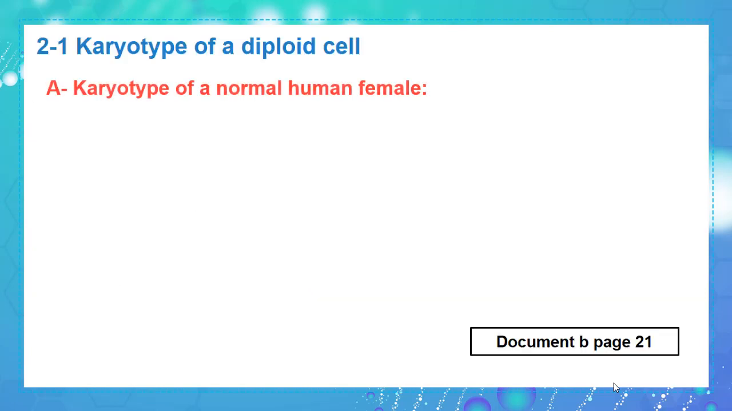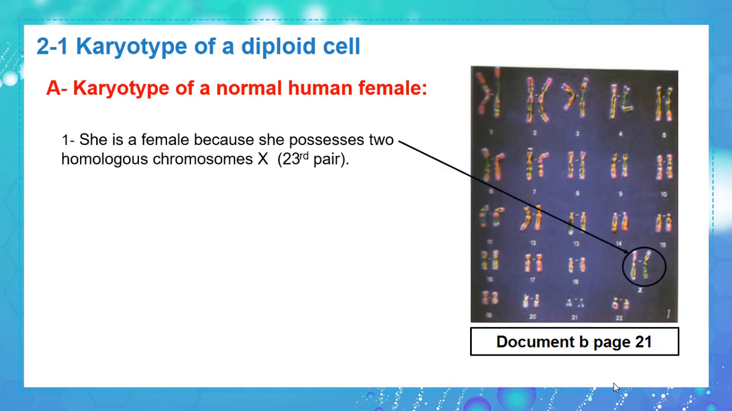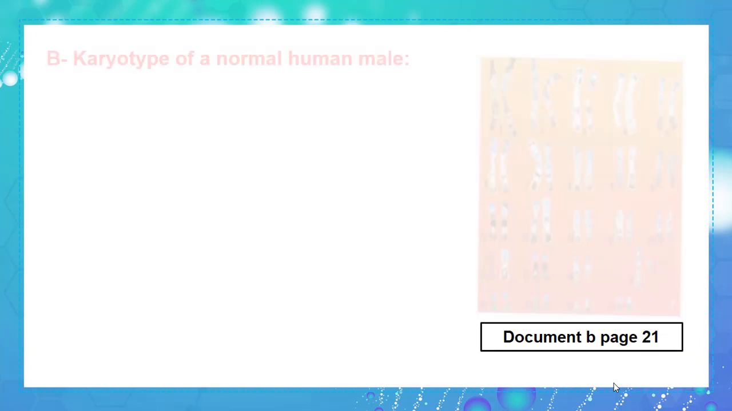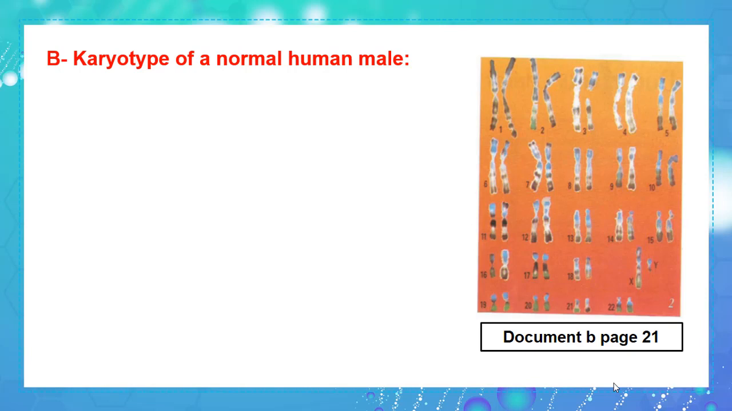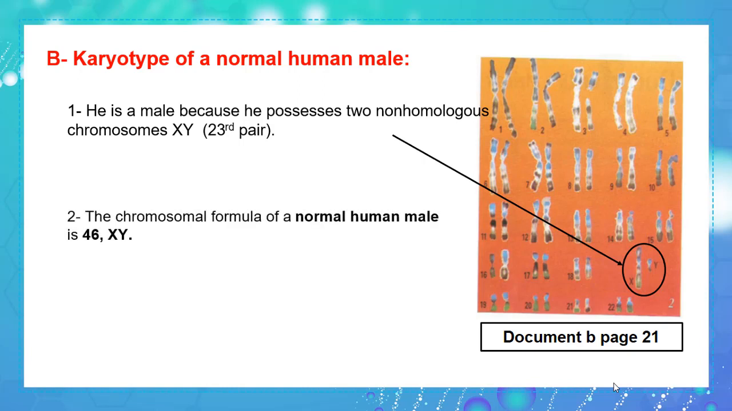For example, this karyotype of document B of your books corresponds to a normal human female because she possesses two homologous chromosomes X, the 23rd pair. And this is how we write the chromosomal formula of this karyotype: 46 including XX, where 46 represents the total number of chromosomes and XX are the gonosomes shown in the karyotype. On the other hand, this karyotype corresponds to a normal human male because he possesses two non-homologous chromosomes XY, and his chromosomal formula is 46 including XY.